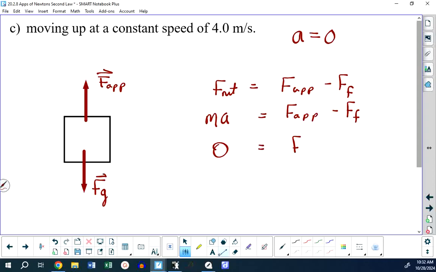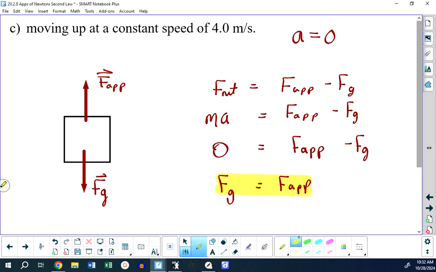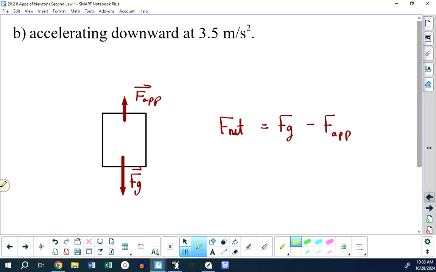This is not an acceleration, this is a speed, equals applied minus force of friction, which means the force, I'm not sure why I went to friction when it should be gravity. Which means the force of gravity is the same as the applied force, and I think it's just more reasonable to start with that. You don't have to really use the F net idea. So to solve these problems is now child's play.